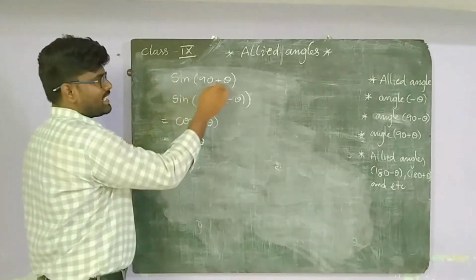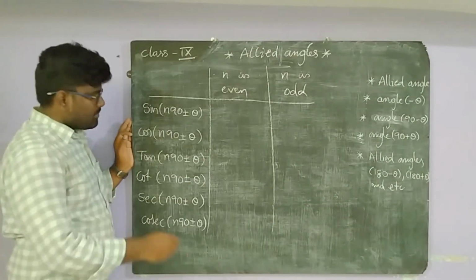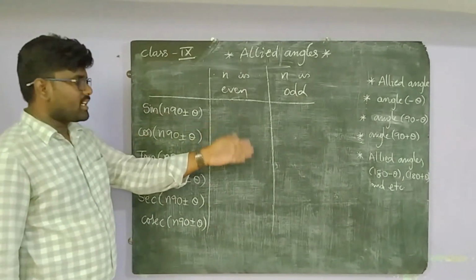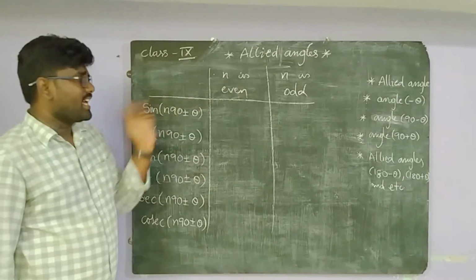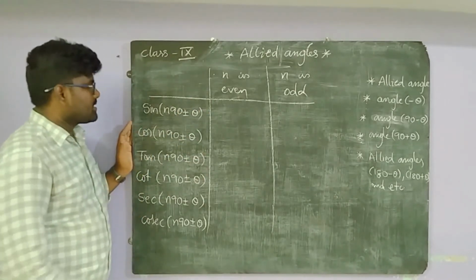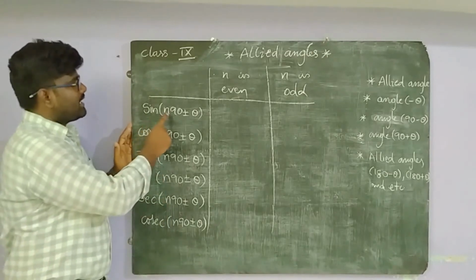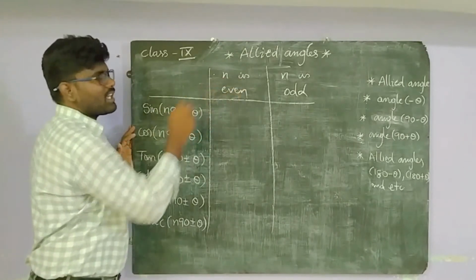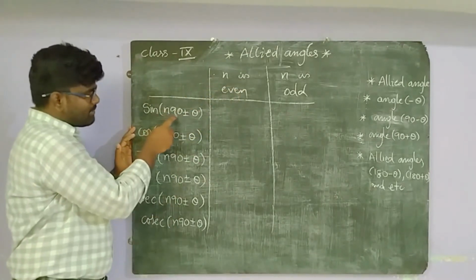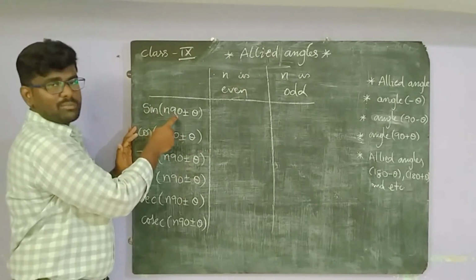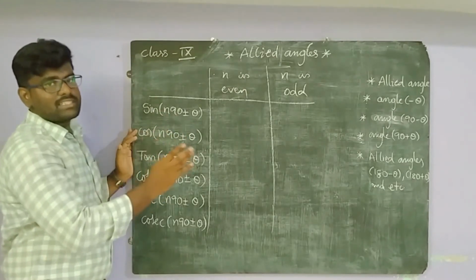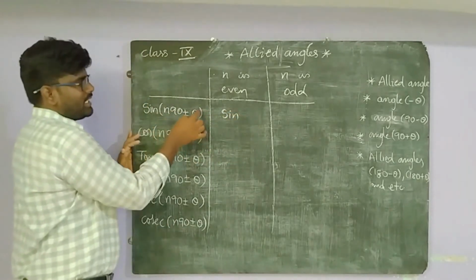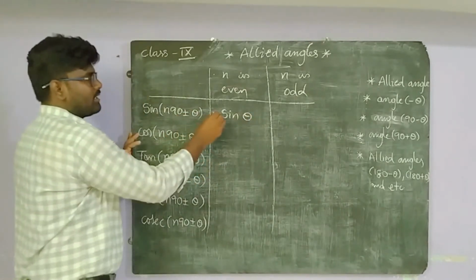That means sin 90 plus theta is cos theta. We can remember this, and with the quadrants we can easily say sin 90 plus theta, 90 minus theta, 180 plus theta, or any allied angles that are given. What is this? Sin of n into 90 plus or minus theta. Whenever n is an even multiple of 90, the trigonometric function doesn't change. That means sin is sin only. Whatever it is, sin is sin only, and we get plus or minus.